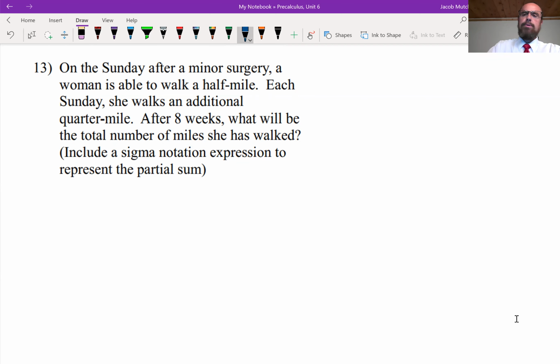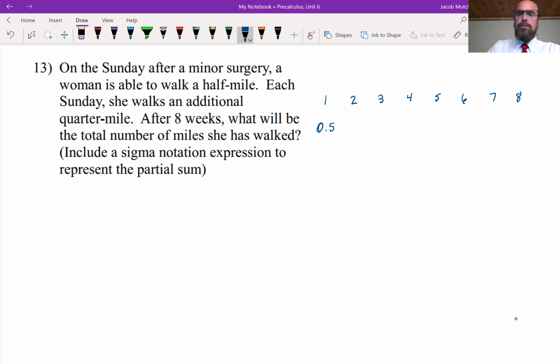So to set this one up as a series, I just want to consider that the n values are representative of Sundays. And the woman that we're reading about walks over a period of 8 Sundays. So I'm going to represent those with these 8 n values. She begins by walking a half of a mile. So I'll represent that as 0.5. And then every Sunday, she walks the original half mile, but adds a quarter mile to it.